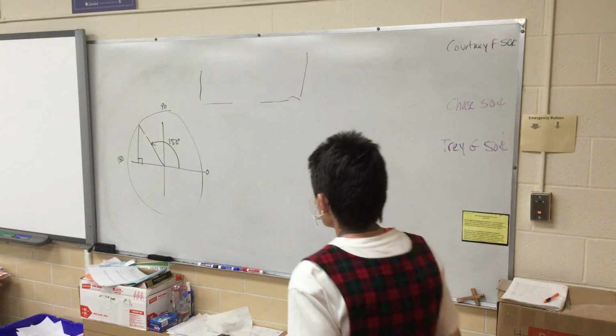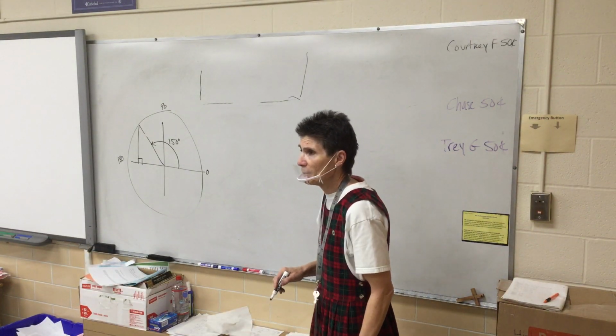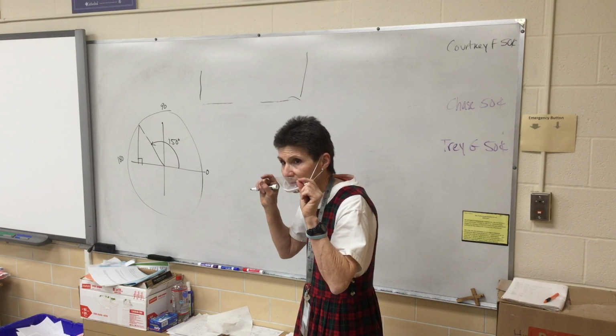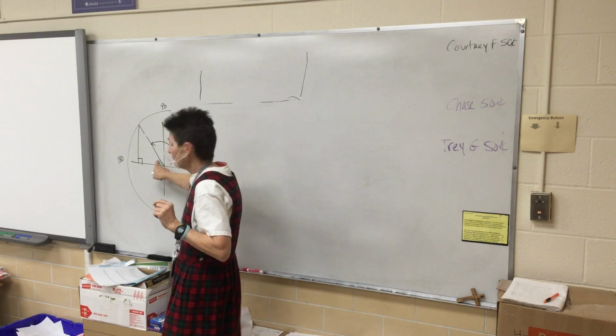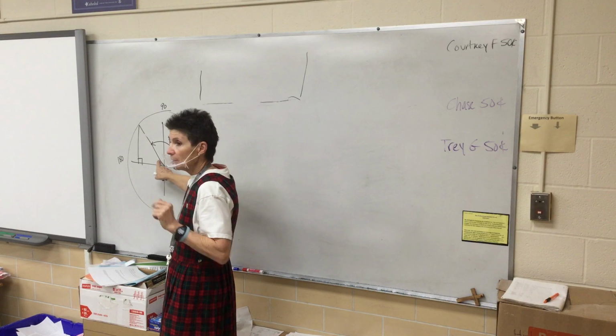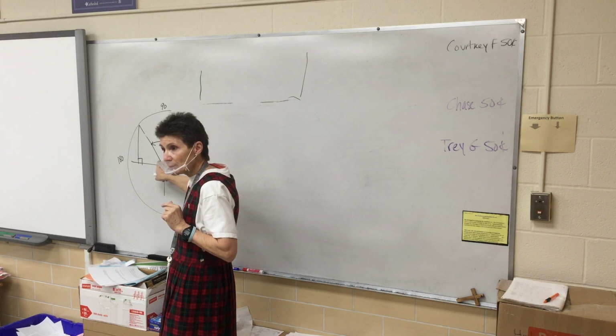Okay. What about, anybody see anything I know about that triangle? Use your logic. Problem solve a little bit. How big is this angle? 45. No, it won't be 45. 30. Why is it 30?